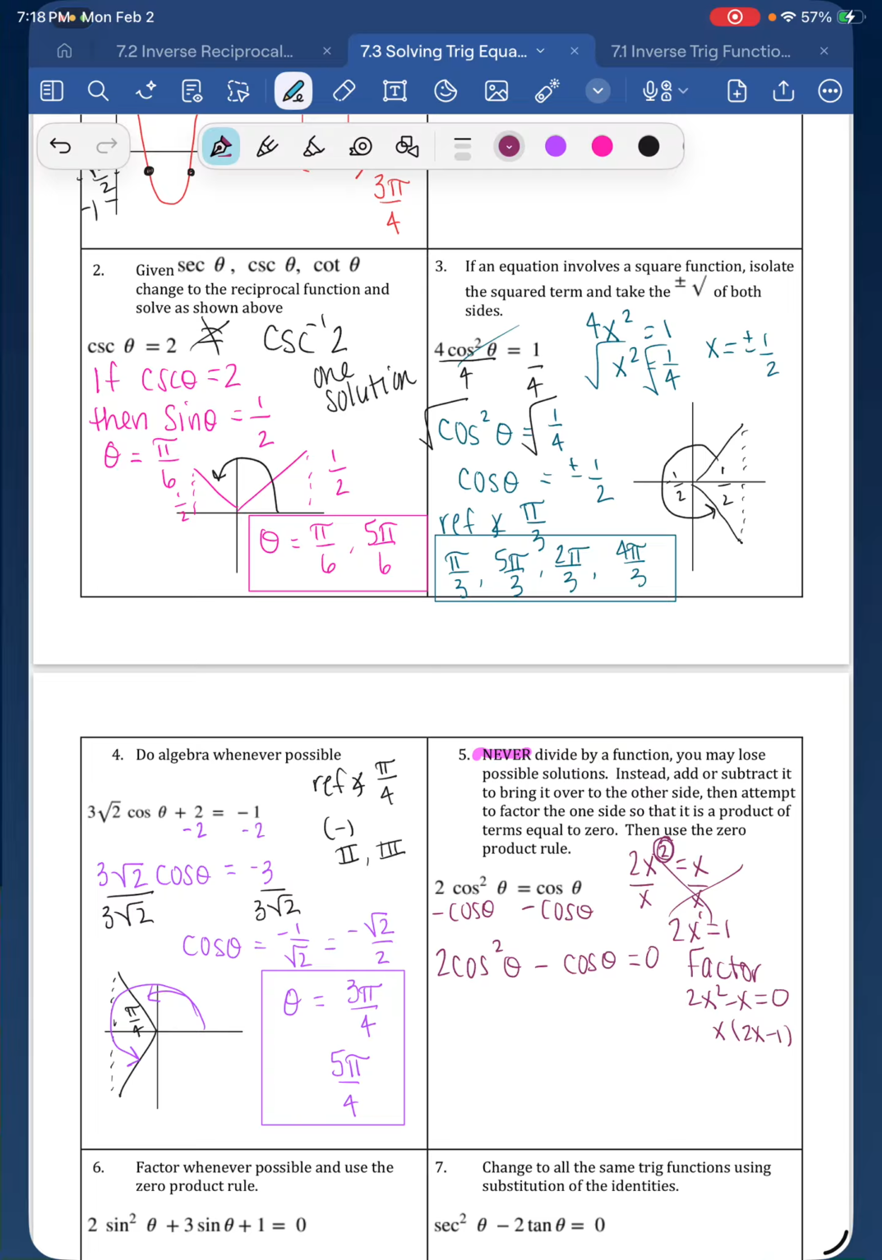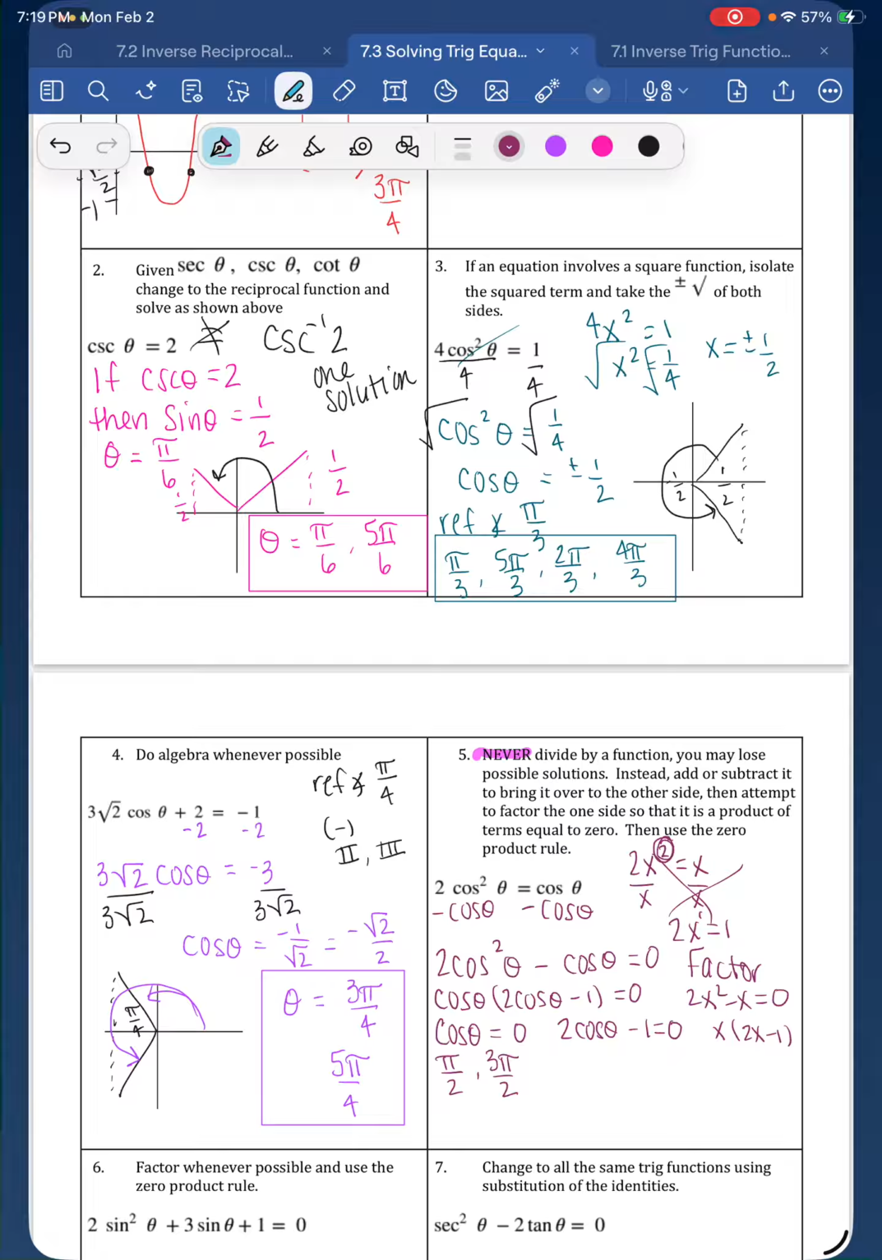Well, instead of pulling out an x, I'm going to pull out a cosine. And that's going to leave me with 2 cosine minus 1. And now I'm going to use the zero product property, and I'm going to say that the cosine is going to equal 0, and 2 cosine theta minus 1 equals 0. All right, so where is the cosine 0? The cosine is 0 at pi over 2 and 3 pi over 2.